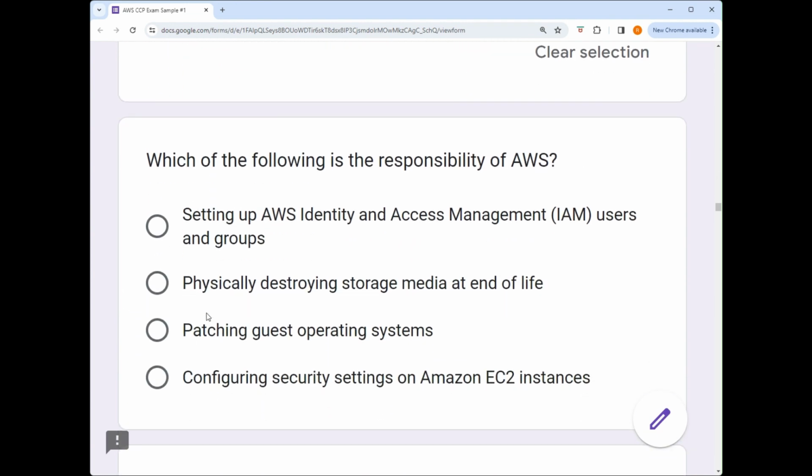Which of the following is the responsibility of AWS? Setting up AWS Identity and Access Management, IAM, users and groups. Physically destroying storage media at end of life. Patching guest operating systems. Configuring security settings on Amazon EC2 instances. Correct answer. Physically destroying storage media at end of life.